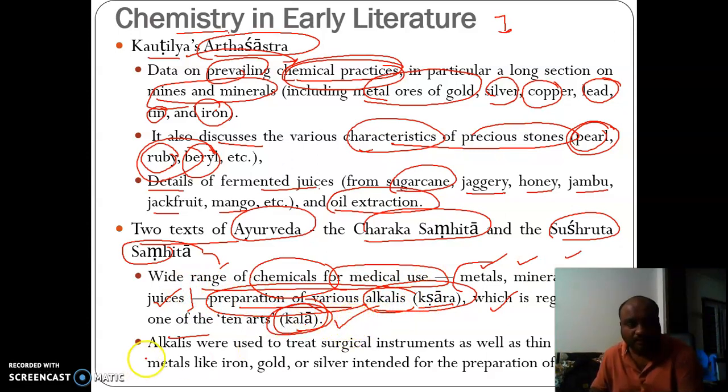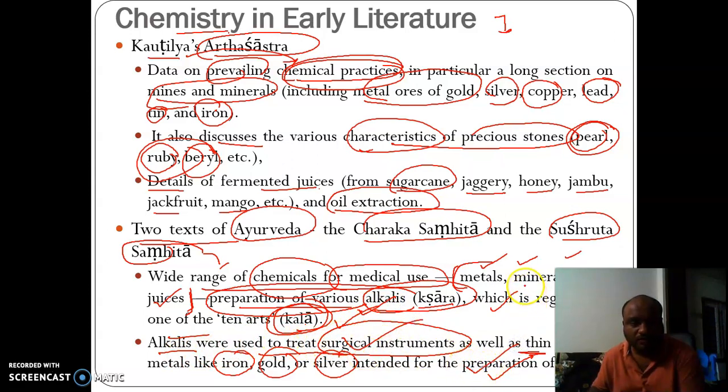Alkalis were used to treat surgical instruments as well as thin sheet metals like iron, gold or silver for the preparation of drugs. So these alkalis, prepared from various metals, minerals, salts and juices, are not only regarded as a kala, they are also used to treat surgical instruments and in the preparation of drugs.